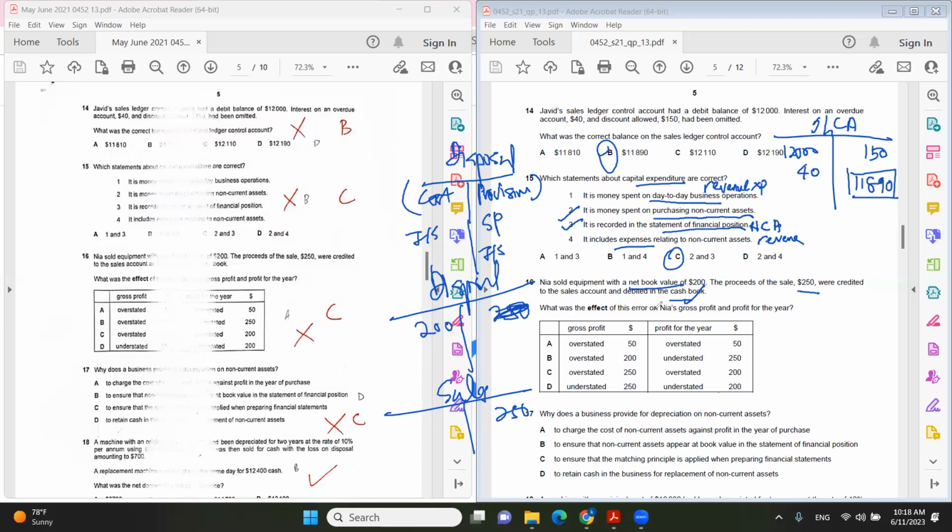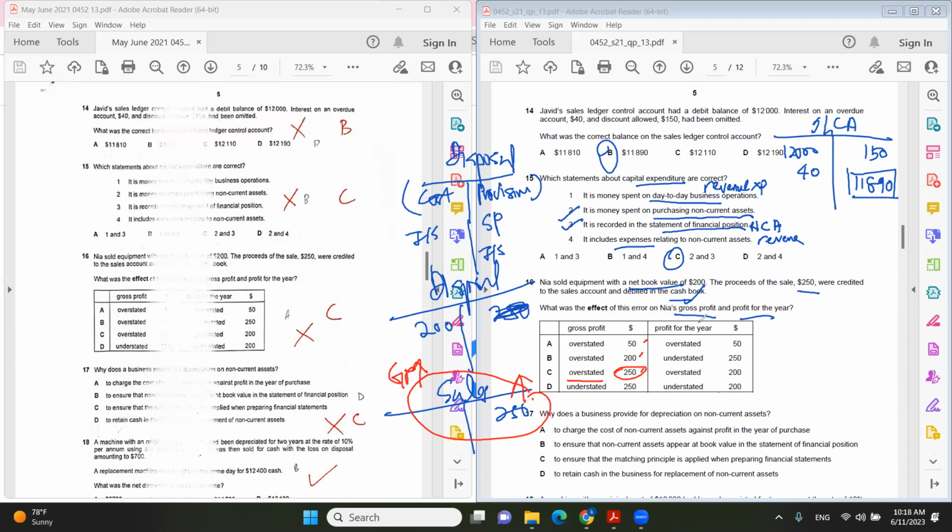So what was the effect of this error on the near gross profit and the profit for the year? Gross profit is referred to this sales account. This is the sales account. It will affect the gross profit. Okay, so sales, it will increase the gross profit. This one credit means overstate. So this one automatically overstate. So overstate, but the amount is 250. That means this is the answer.